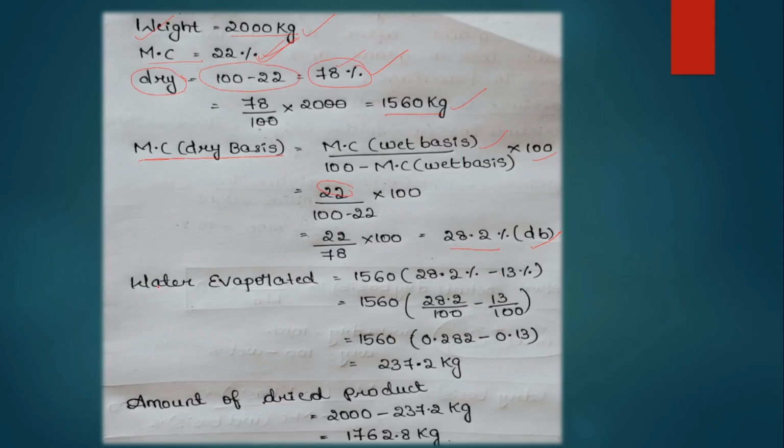Now, the 22% moisture content on wet basis must be dried to 13% moisture content on the dry basis. So, water is evaporated, we get 1560 into 28.2 percentage minus 13 percentage, we get 237.2 kilograms. The amount of dried product is, the total weight is 2000 kgs minus 237.2 kgs, we get the value 1762.8 kgs. This is the amount of the dried product.